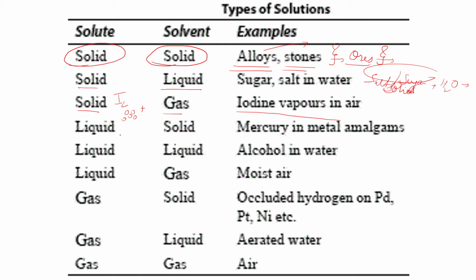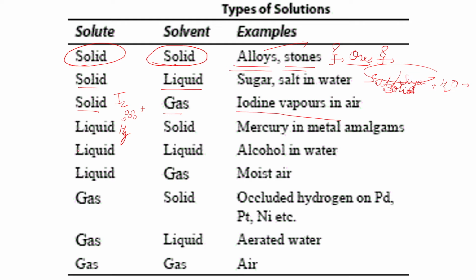An example of a liquid solute in a solid solvent is mercury in metal amalgams. Mercury is in the liquid state, and the amalgam is solid. An amalgam is basically a combination of metals, and when both combine, it forms a hard mass, and that is called an amalgam.